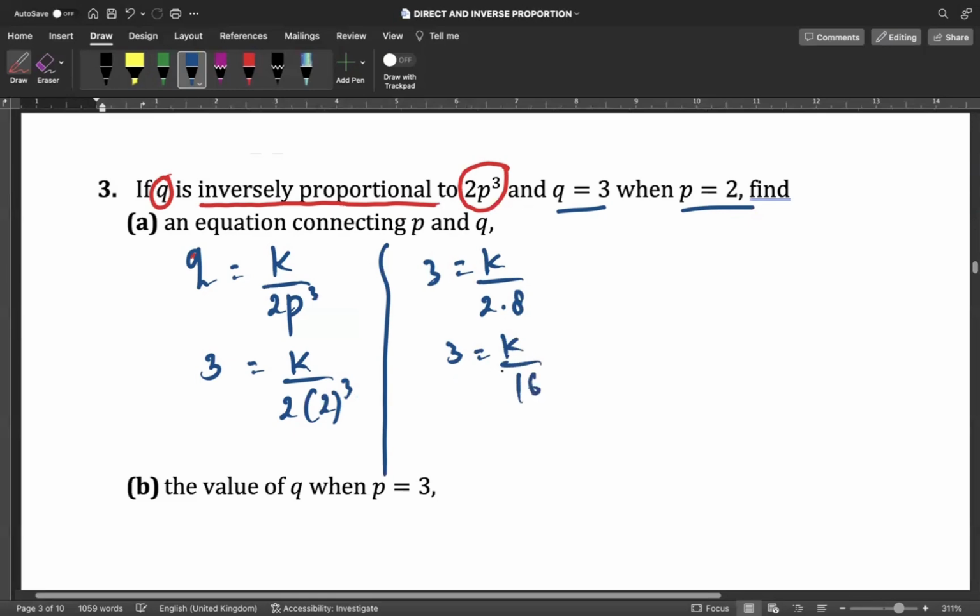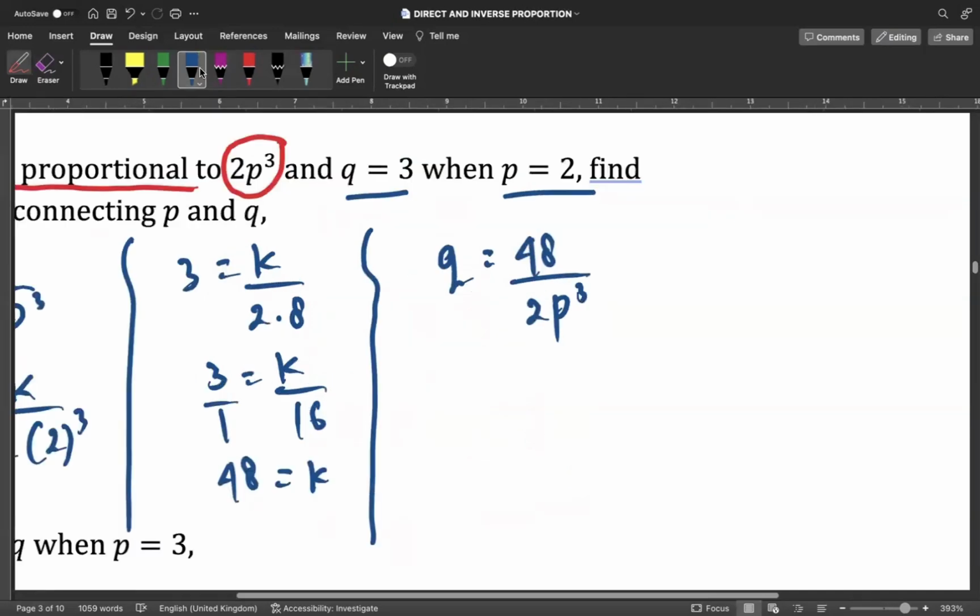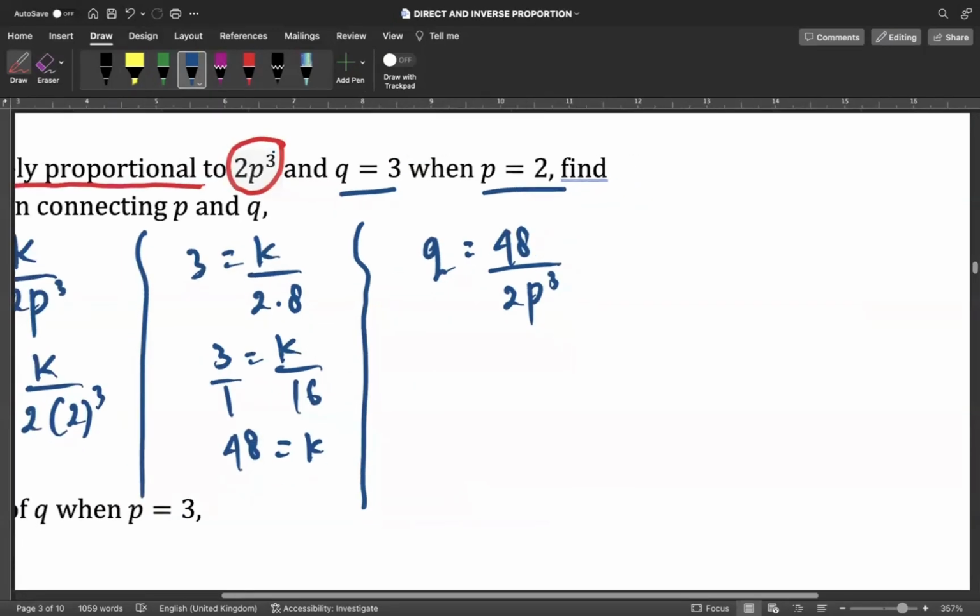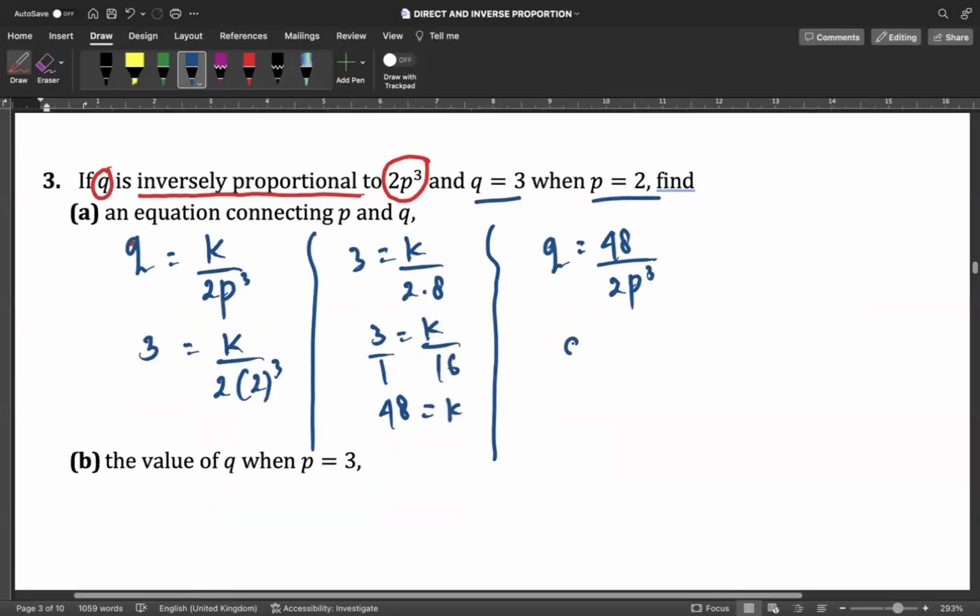And then we do cross multiplication. So k equals 8 times 3 is 24. Okay, so the general equation connecting P and Q is Q equals 24 over P cubed. So this is the equation connecting P and Q. And we are going to use this to solve B and C.